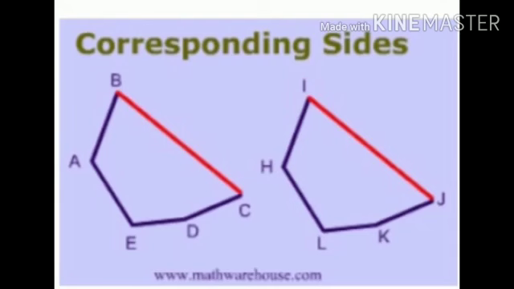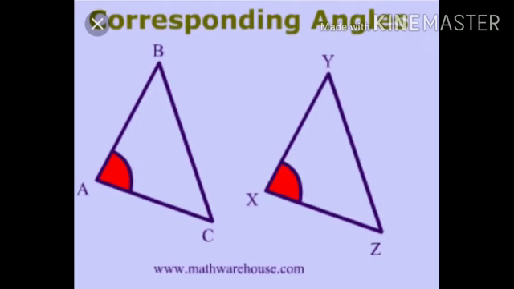Let's see, we have two figures and the red color side determines the corresponding sides. Okay, that is BC side corresponds to the side IJ. It's clear? Now listen this figure. Two angles are red in color. That means angle A corresponds to the angle X. That means angle A and angle X are equal.